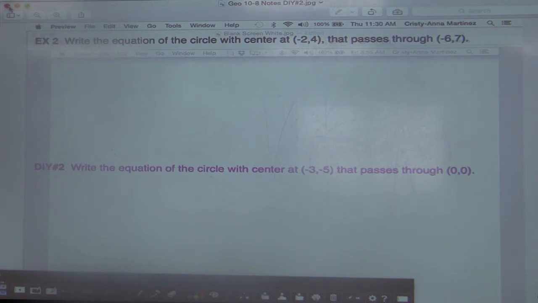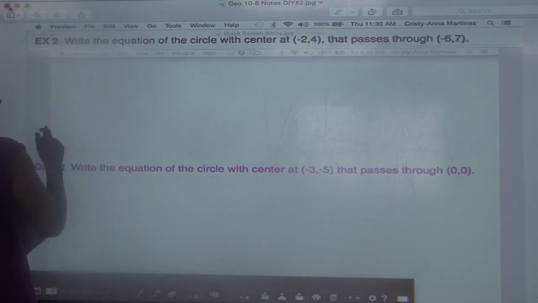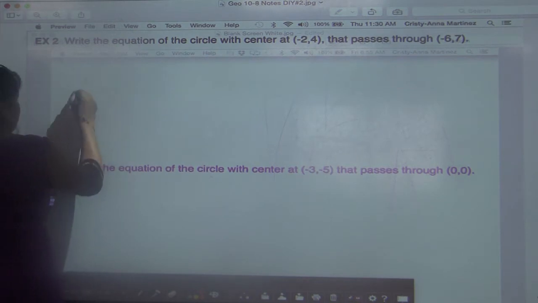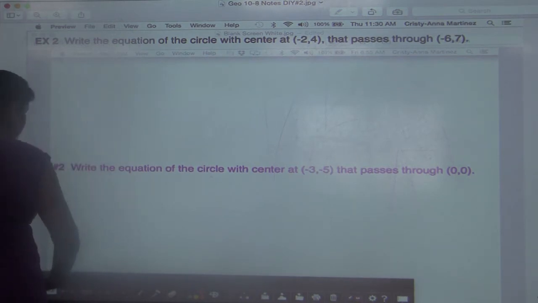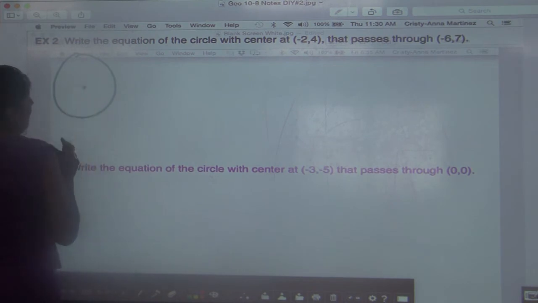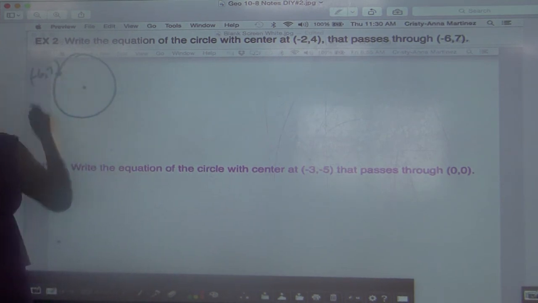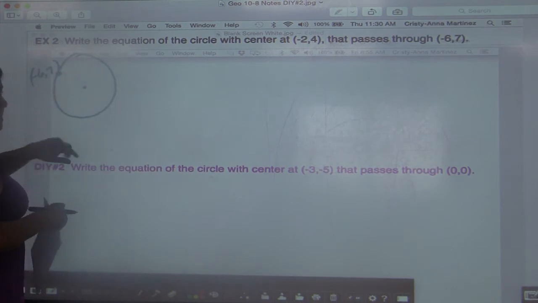So, to do this, we're going to write down that we have our center. So what's happening here is that I want to see if I can draw this little guy for you. You have a circle of sorts, and what they're telling you is the center, and they're telling you that the circle passes through the point negative 6, 7. So let's imagine that over here somewhere is negative 6, 7, and the circle is passing through it. That's kind of what's happening.